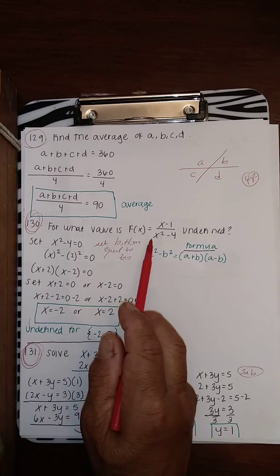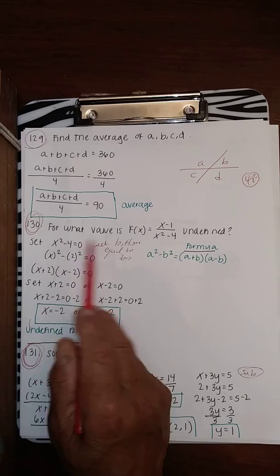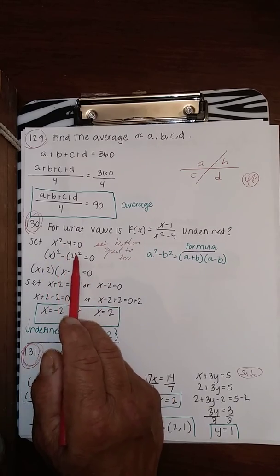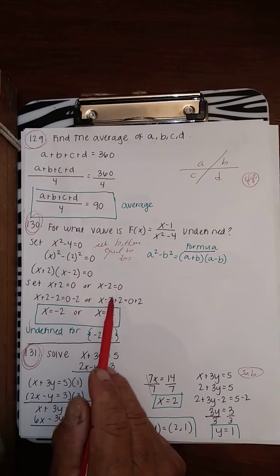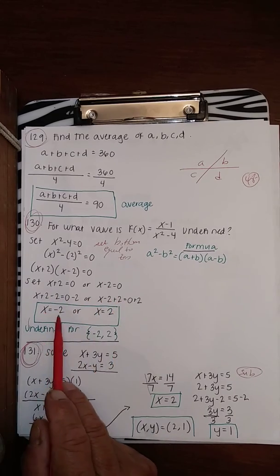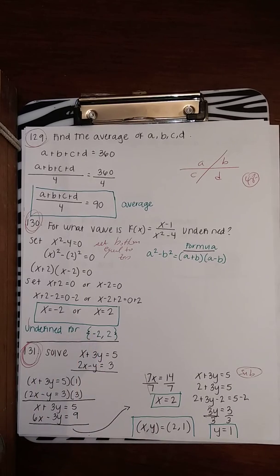For what value is this thing undefined? Well, whenever the bottom of this thing is 0, it's not going to work, it's going to be undefined. Set the bottom equal to 0. x squared minus 2 squared from this formula. x plus 2, x minus 2, so x plus 2 equals 0 and x minus 2 equals 0, so x is negative 2, and x is positive 2. It's undefined for those two numbers right there. The top doesn't matter, just the bottom.